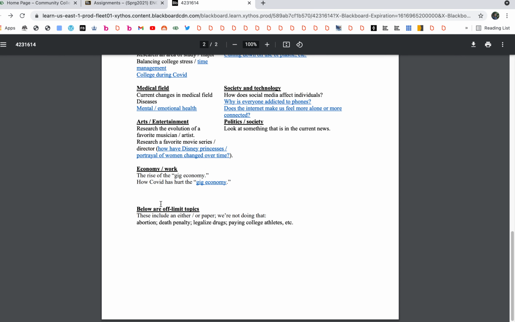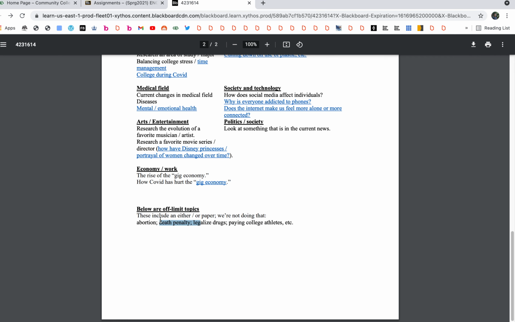Below are off-limit topics. We're not doing the whole high school paper where you're arguing either or. We're not doing the abortion paper, or yay or nay, or the death penalty, or the drugs, and I'm sick of the paying college athletes paper. Not that there's, I just have read so many of them. So these are some no-no topics, completely off limits.